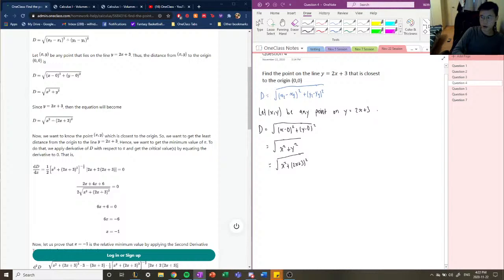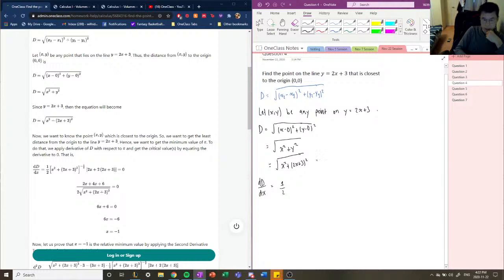So the critical point relates to the point on our function where the tangent, or the slope, or the rate of change of that function is 0. So that's where we're going to find our minimum. So let's derive this equation. So d of d over dx is going to be a chain rule. So we're going to do the outside function first. So that's going to be 1 over 2.